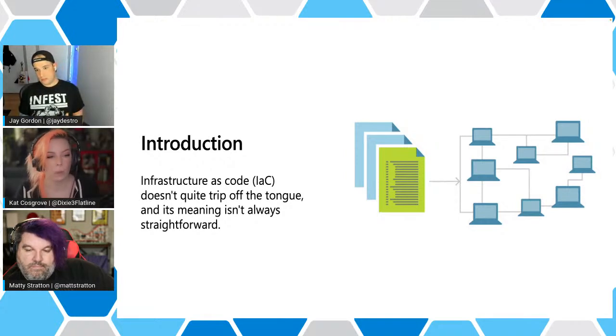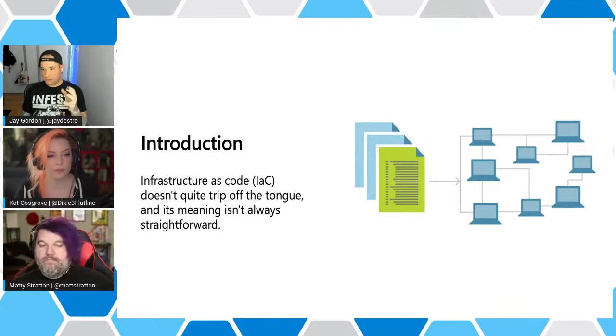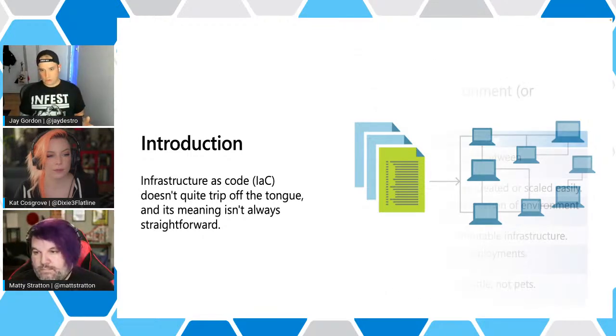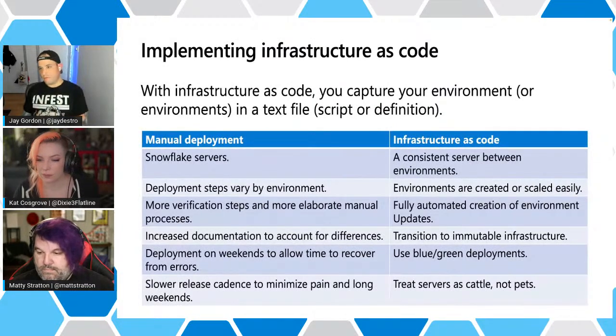The elasticity of the cloud paradigm and disposability of cloud machines can only be used by applying the principles of infrastructure as code to all of your infrastructure. So with infrastructure as code, you can capture your environment or environments in a text file, if you will, sometimes YAML, sometimes something else.